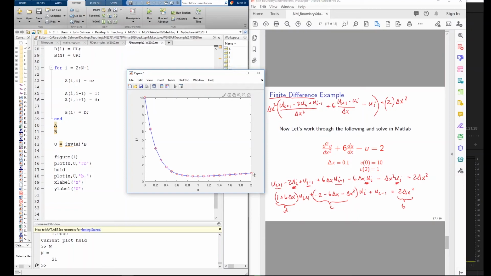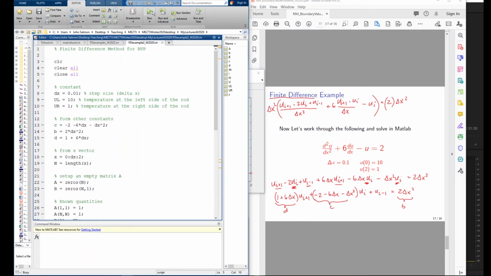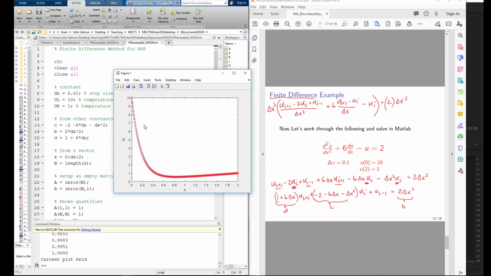Last thing we're going to do then is just increase the resolution and decrease dx. So I'll come in here and just make dx to be 10 times smaller. I'll hit run. And after a few seconds, the figure pops up, and now we can see that we have 10 times as many points and unknowns, and we've got a nice smooth curve.